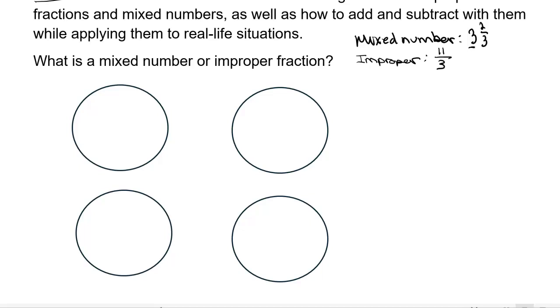So let's look at this. I'm going to use the left-hand pictures to illustrate a mixed number, and then I'm going to use the second set to illustrate an improper fraction. So let's say that I had 2 pies, both of which are cut into 8 pieces.